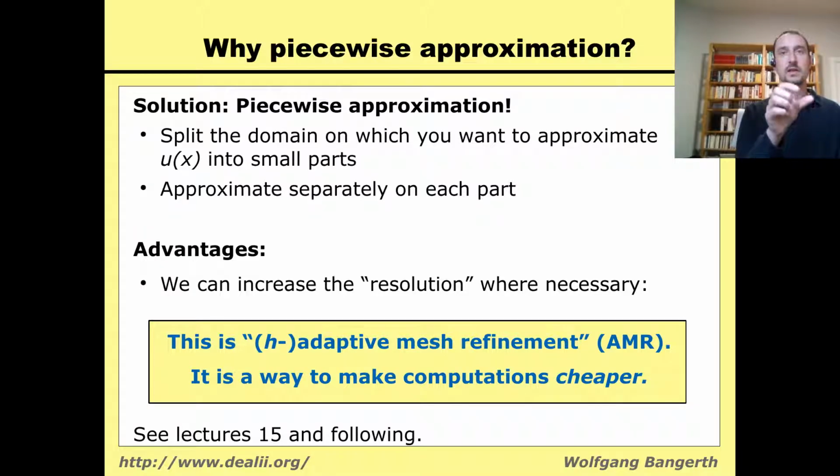So I can locally increase the resolution, and that makes computations substantially cheaper, maybe 10 times in 2D, maybe 100 times cheaper in 3D, for example. So this piecewise approximation helps me because in order to get more accuracy out of my approximation, I do not have to globally increase the polynomial degree.